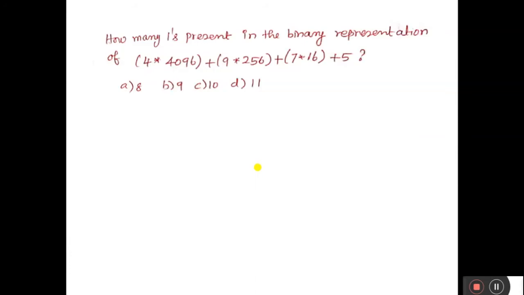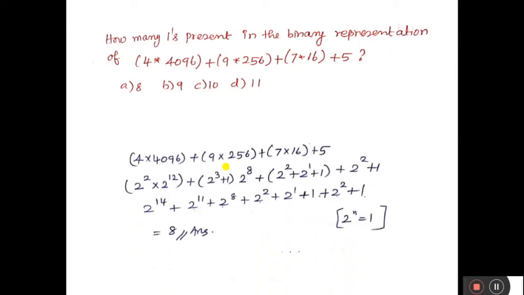Next question, another example. How many ones are present in the binary representation of this number: 4 × 4096 + 9 × 256 + 7 × 16 + 5? The options given are option A 8, option B 9, option C 10, option D 11. Let us discuss the solution.